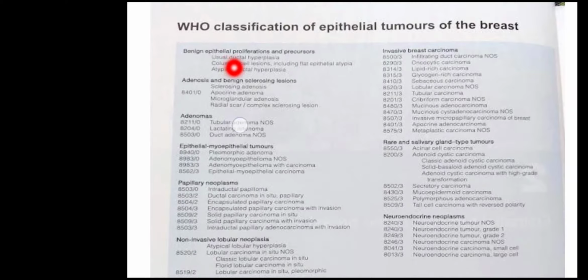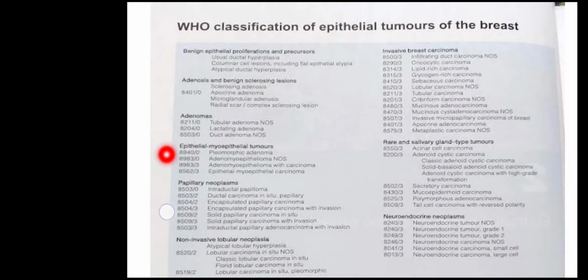Benign epithelial proliferations and precursors include usual ductal hyperplasia, then flat epithelial atypia, and ADH, that is atypical ductal hyperplasia. Then there are other categories like adenosis and benign sclerosing lesions like sclerosing adenosis, where there is increased fibrosis as well as proliferation of the ducts. Then apocrine adenoma, microglandular adenosis, radial scar, and complex sclerosing lesion. Here again there is intense fibrosis in the breast, and this lesion mammographically as well as clinically mimics invasive carcinoma breast. Then adenomas: tubular adenoma, lactating adenoma, duct adenoma.